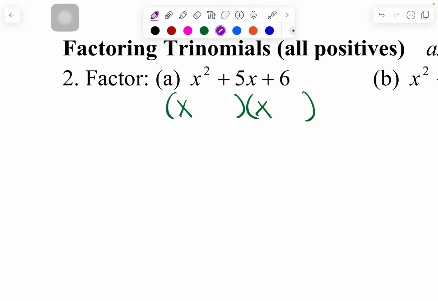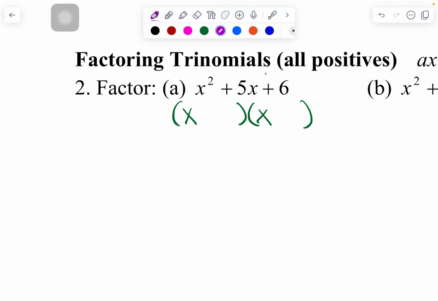Now, how else do we deal with this? Well, I need to think of two numbers that multiply to 6, positive 6. I already said everything's positive. And I want those same two numbers to add up to positive 5. Well, if you think about what multiplies to 6, we don't have too many options. We have 1 times 6 and 2 times 3.